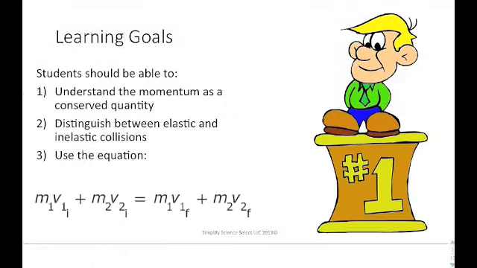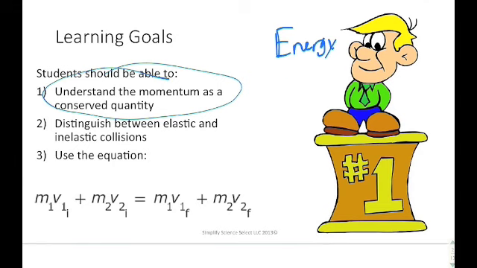So, we want to look at our learning goals, and the first one is that you should understand momentum as a conserved quantity. There are very, very few things that are conserved, but they are energy, mass, which we've already talked about, momentum, which is a new one, and then angular momentum. There are very few other things that are conserved, so we can use these ideas of conservation very efficiently when we're looking at a lot of different situations.